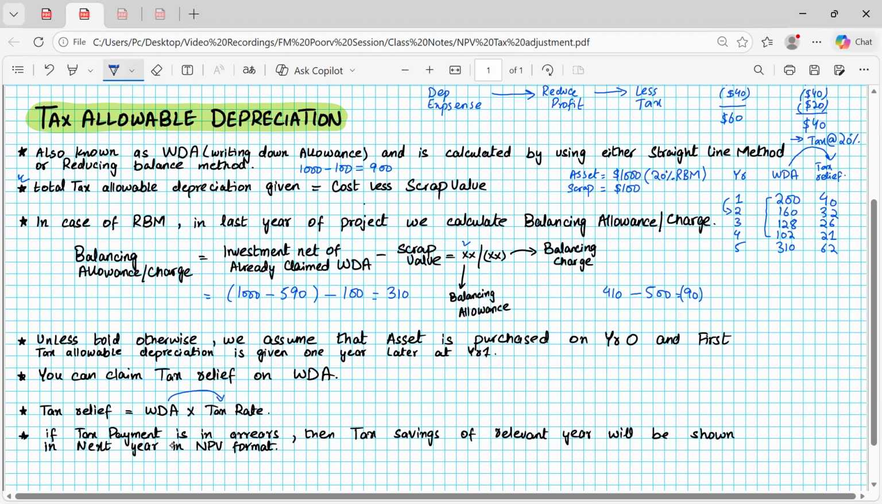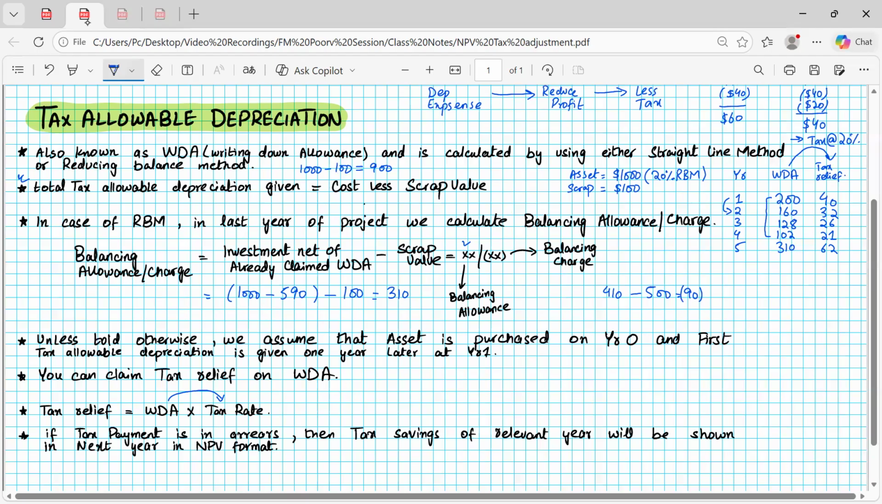And the last point, a very important point: if tax payment is in arrears, then tax savings of the relevant year will be shown in the next year in NPV format. These are small points, but you should remember them because when we practice the long question on Excel, I am going to ask you about them. If tax payment is in arrears, then the tax relief will also be shown in arrears. So year one tax relief will be shown in year two, year two's in year three, year three's in year four, year four's in year five, and year five's tax relief will be shown in year six in the main format. Is this point clear?